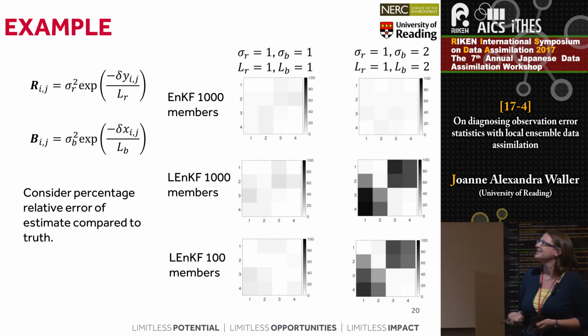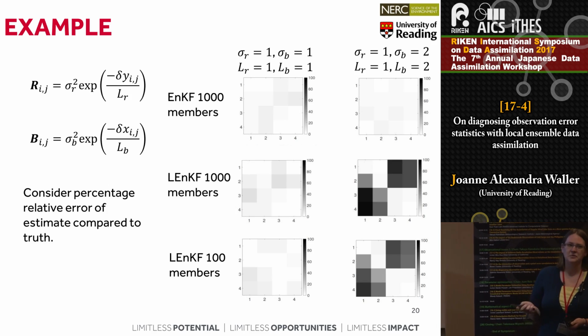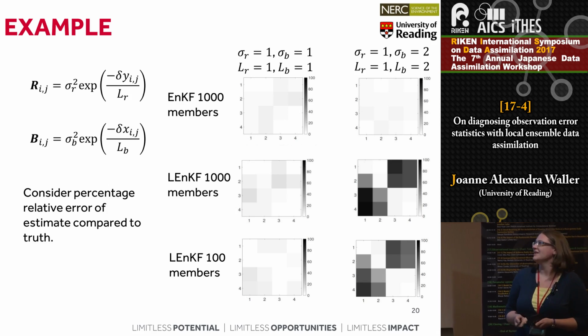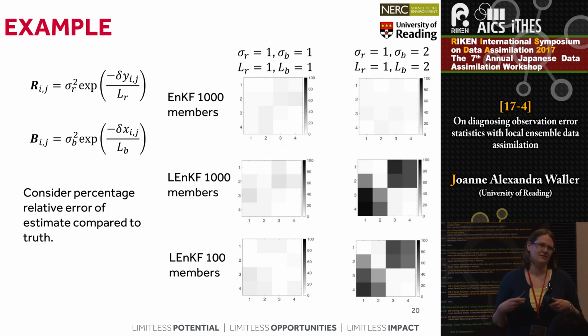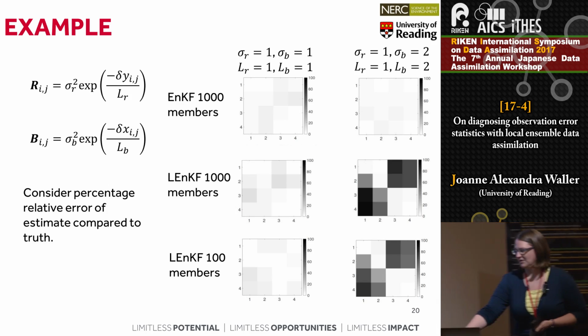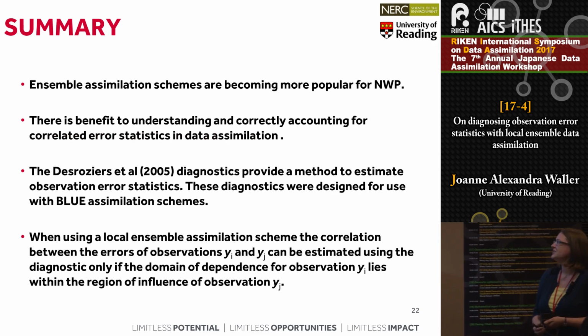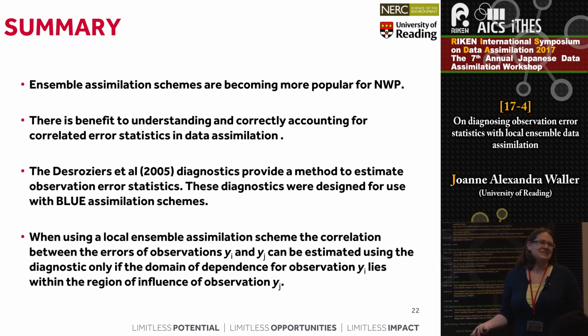So I think the message really is, if you want to try and use Desroziers with localization, you need to be very cautious about what you can and what you can't estimate. And unless you have some underlying knowledge of the truth, you wouldn't just want to take the values you get, because they might be quite considerably wrong. So just to conclude, I think it's clear.